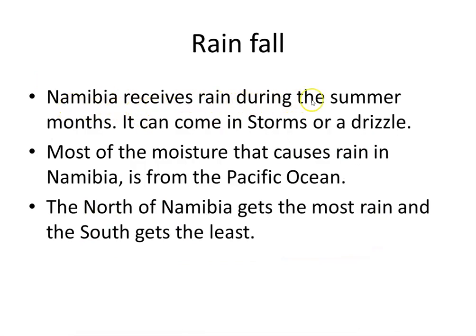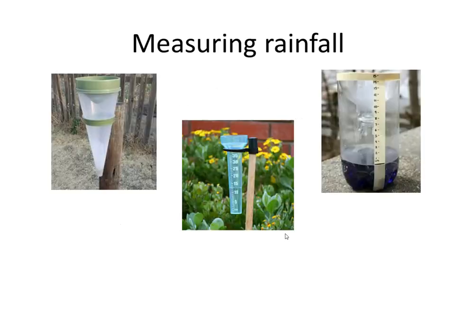Okay, so let's look at a few definitions. Namibia receives rain during the summer months. It can come in storms or a drizzle. Most of the moisture that causes rain in Namibia is from the Pacific Ocean. The north of Namibia gets the most rain and the south gets the least. Remember, we have a kind of a rainforest in the north of Namibia with all the forests that we have there. So that's why it gets more rain.